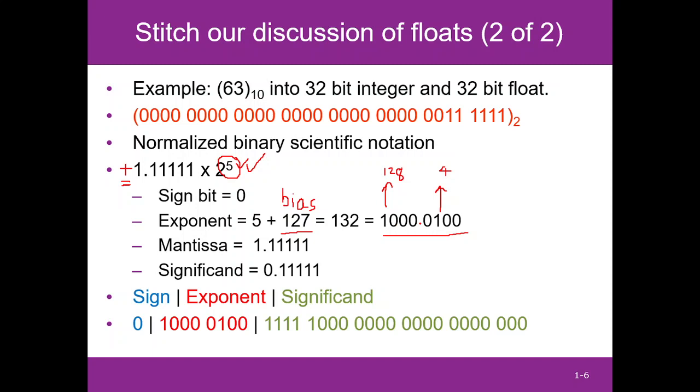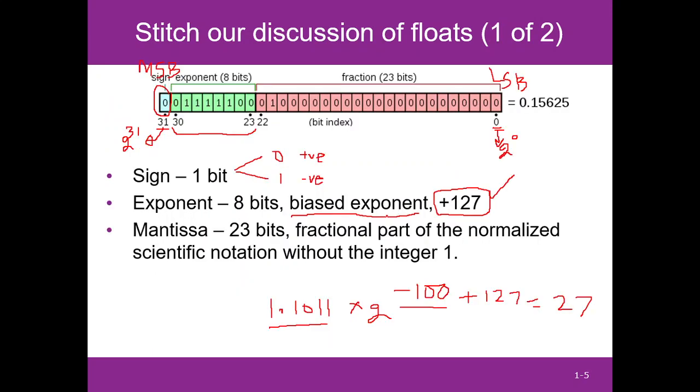Whether the sign of the exponent is positive or negative, that is taken care of by using this bias value. 127 is added to it during conversion from decimal to the floating point format. And when you are converting it back, we subtract the bias value from it. So the most significant bit is reserved for the sign. These 8 bits are reserved for the exponent. The exponent is a biased exponent, which means that we add 127 to it and then store it.